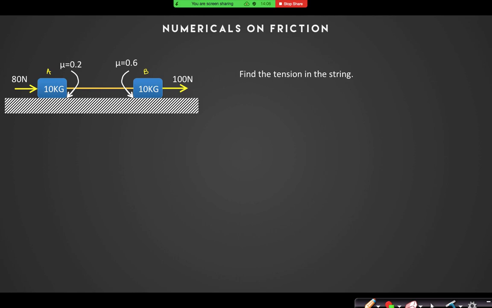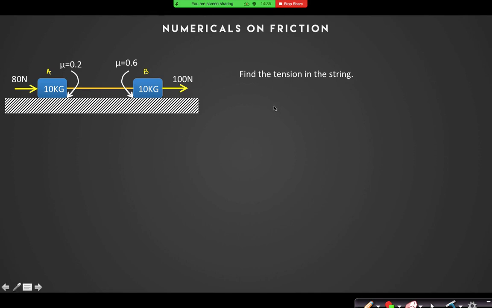So 10 Newton in the opposite direction? I don't think it's 10 Newton. One second. 0 Newton. I think the answer should be 0 Newton. It cannot be in the opposite direction. It will be 0 Newton. Yes, the answer should be 0 Newton, so tension cannot be negative. Tension cannot come in the opposite direction.